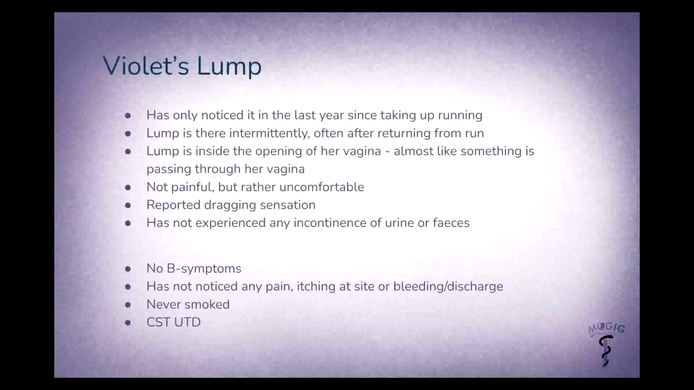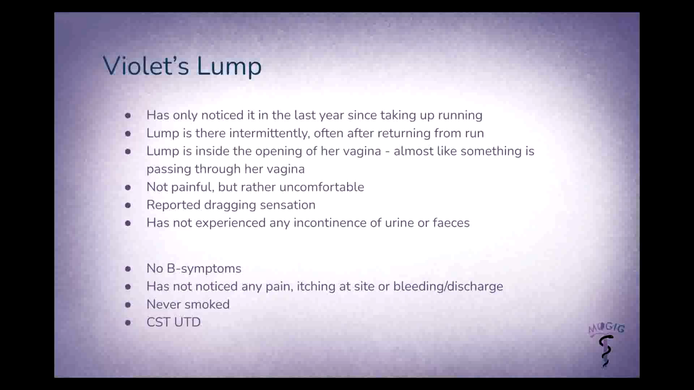So Violet tells you after you ask all these questions that she's only noticed the lump in the last year since she took up running. She said that the lump isn't there all the time, but mostly comes on after she's returned home from her run. The lump is inside the opening of her vagina, and it's almost like something is coming through. She says that her lump isn't painful, but rather uncomfortable, and she reports a dragging sensation. She hasn't experienced any instances of incontinence of urine or feces.